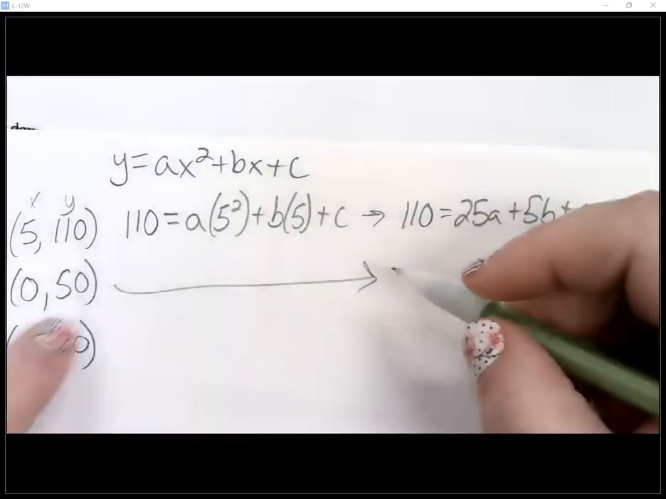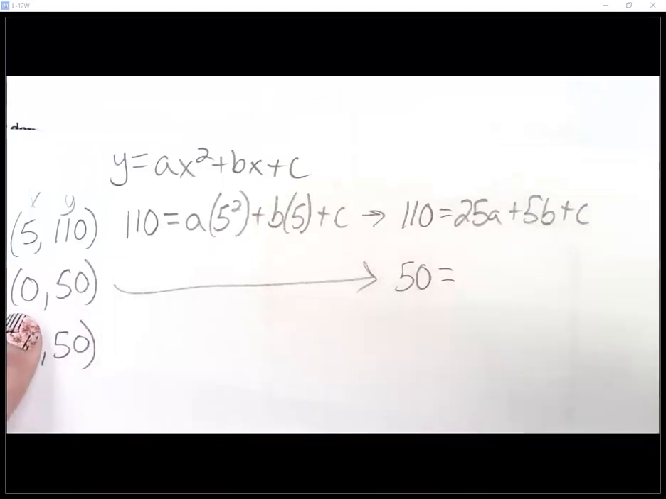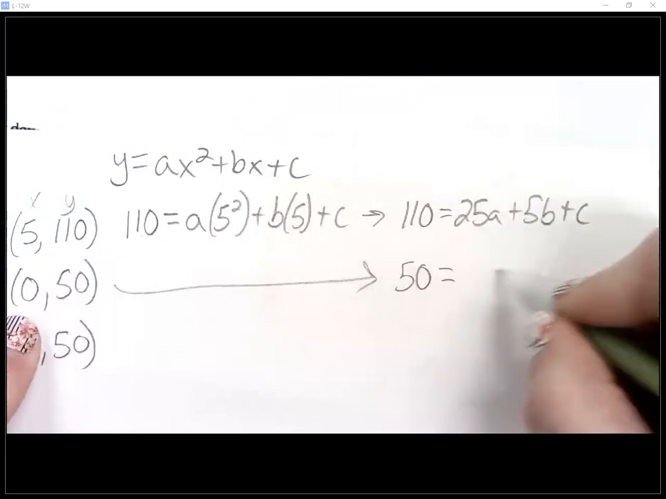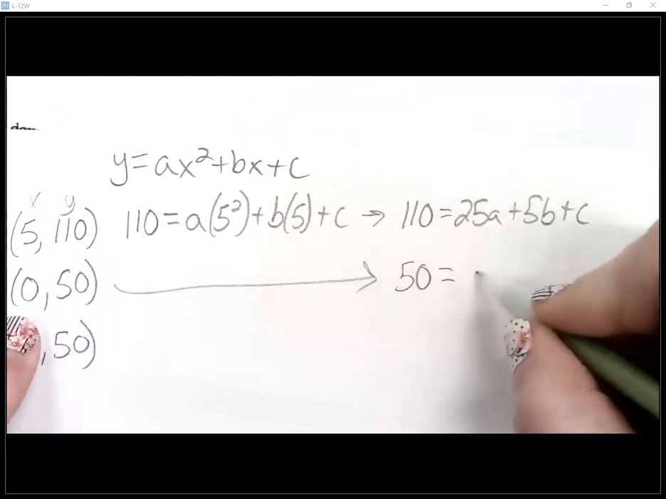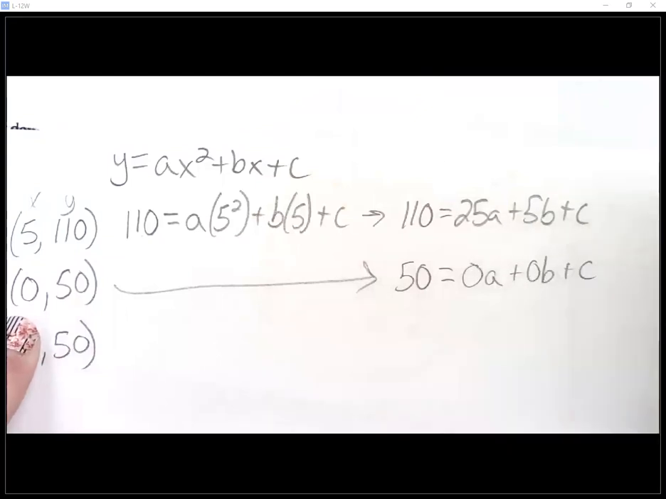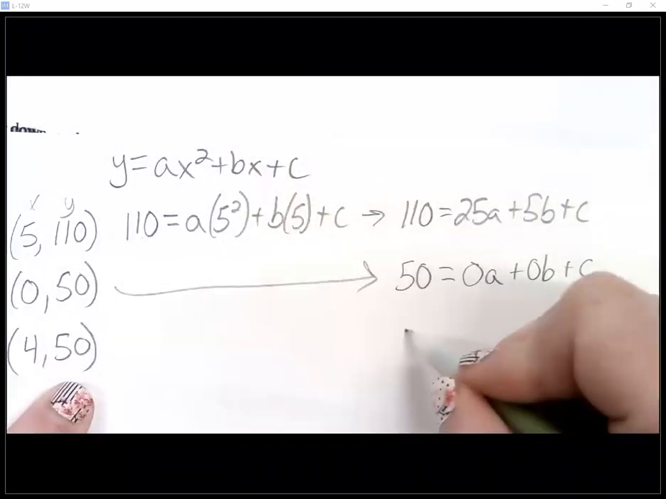So Y is 50, but this time X is 0. So that's interesting because now that's going to turn into my A. This whole term is gone, right? Because it's 0A plus 0B plus C. So I already have an answer for C. This one's a unique one. I'll do another one that's not like this because this is not going to always happen. But anyway, the last one, I'd have 50.